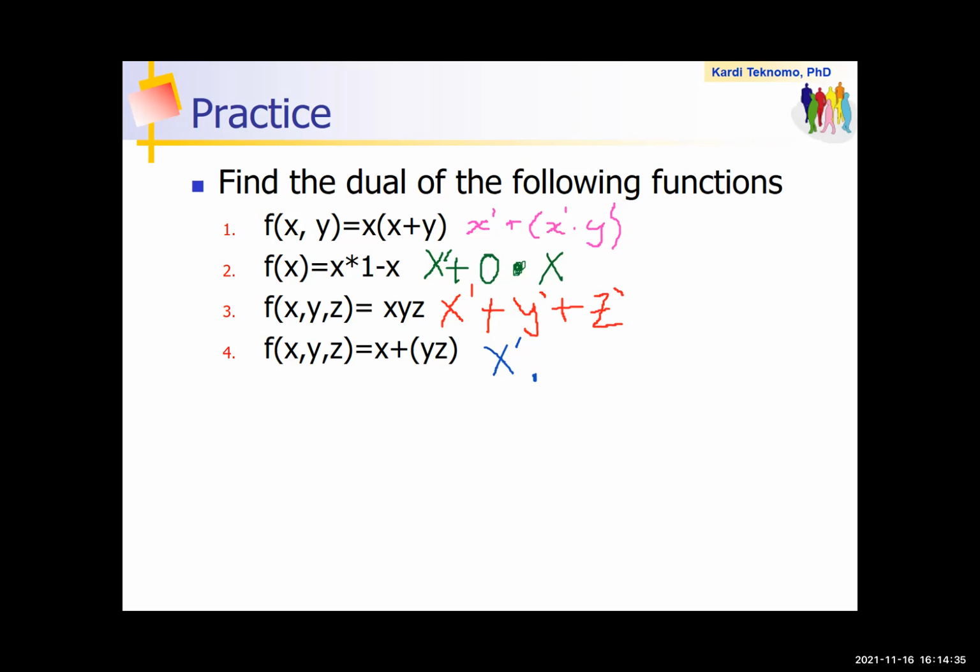Okay. Why do we talk about the dual? Because the truth table of the dual is exactly the same as the primal. Okay.